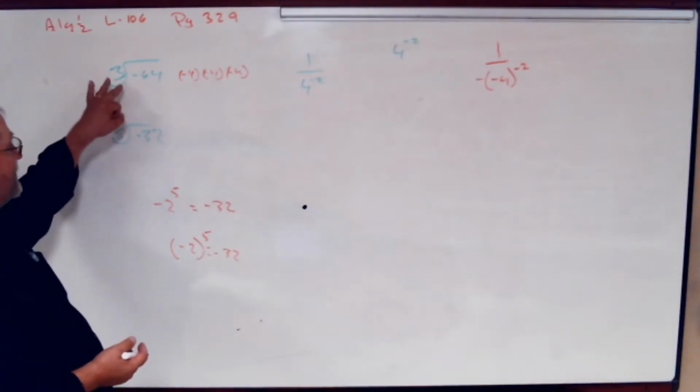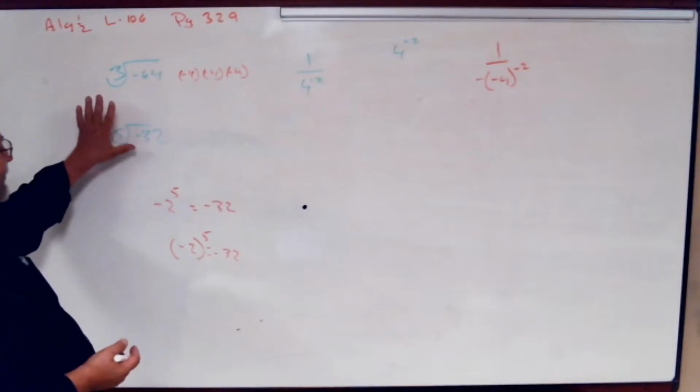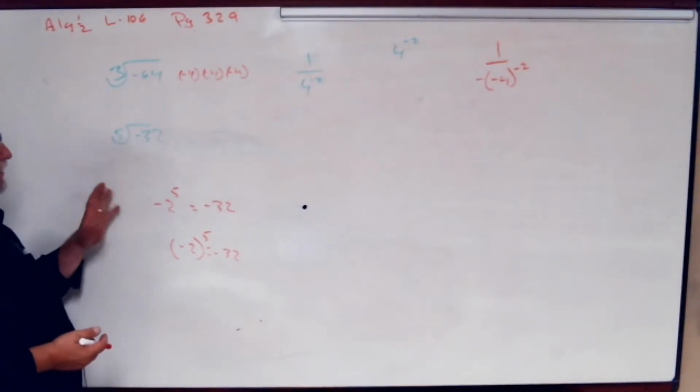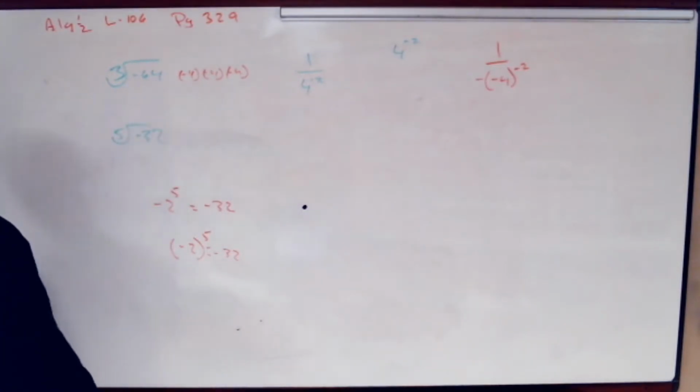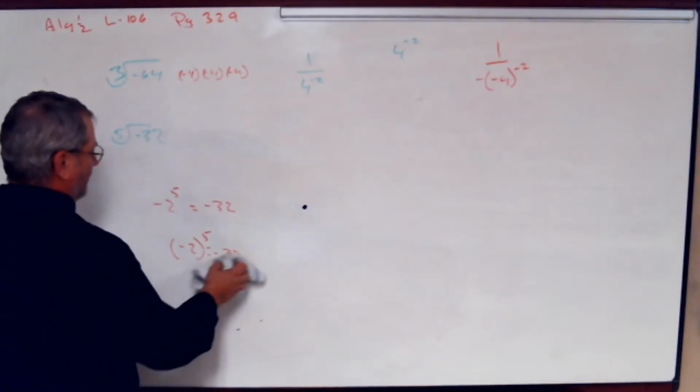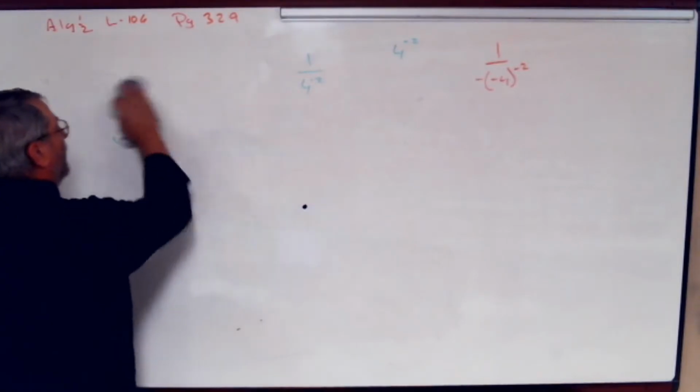This is times itself 3 times. This is times itself 5 times. That's an odd number. Odd number of negative signs is a negative answer. Okay? I got that? All right, now let's move over here.